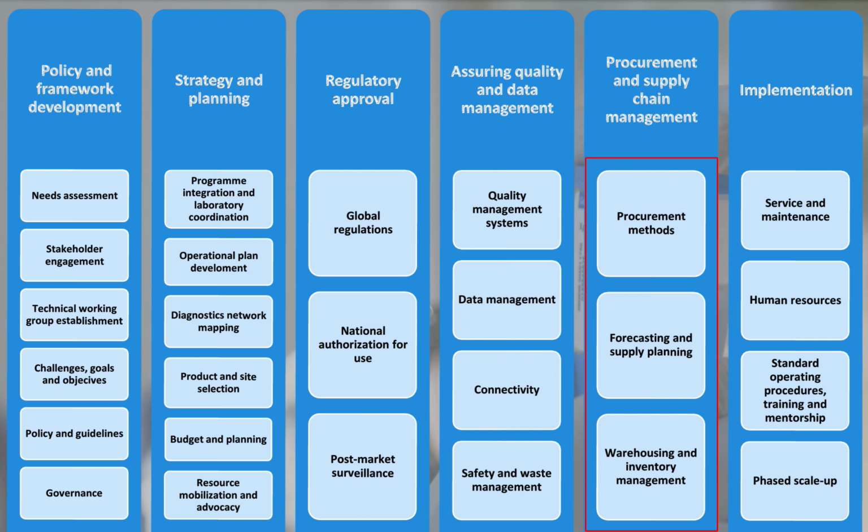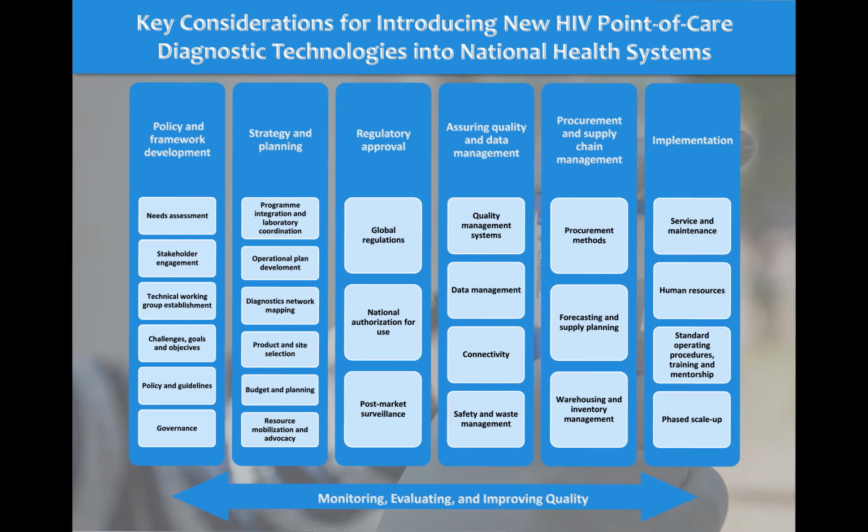For example, under Procurement and Supply Chain Management, there are 3 sub-areas: Procurement Methods, Forecasting and Supply Planning, and Warehousing and Inventory Management. These 7 modules represent the key areas that should be considered when introducing HIV point-of-care technologies in any country context. The order in which activities are presented here is not meant to be prescriptive, and not all activities necessarily need to be implemented in all countries. These activities are suggestive, and countries should adapt and modify them according to their needs and context.